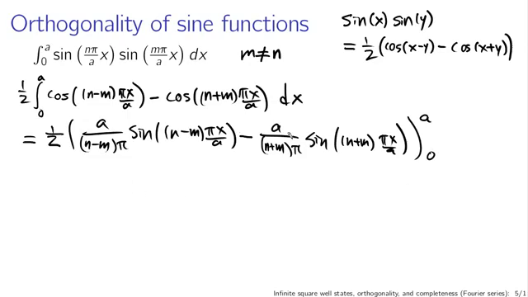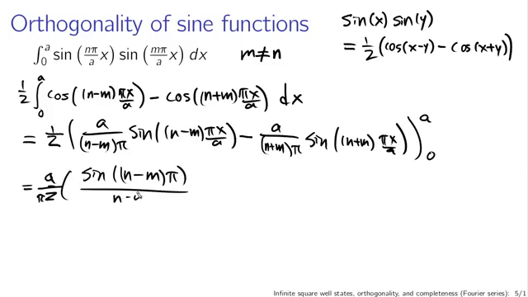Now, I can do the evaluations. If I plug in a for this, I'm going to be plugging in an a here for this x. So the a's are going to cancel, and I'm just going to be left with n minus m pi. Actually, let's pull the a out front, since I have an a here and an a here. Let's pull the pi out front as well. So I've got a over 2 pi out front, and then I'm going to have sine of n minus m pi over n minus m minus the sine of n plus m pi over n plus m.